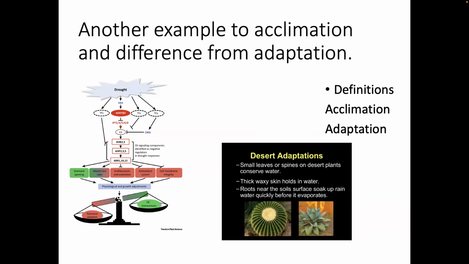Adaptations are genetically encoded. For example, the cactus has small needles. This is an adaptation, and this is due to Mendelian genetics and evolution, you know, evolutionary processes. Is it clear how acclimation is different from adaptation? Yeah. We will also see more examples of that.